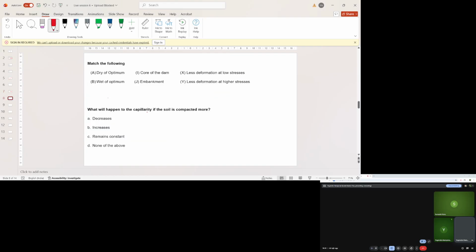Coming to the next question: match the following. Dry of optimum, wet of optimum. Those are the two initial conditions. So where dry of optimum is used, where wet of optimum is used, and what are its characteristics to stresses. How will you analyze this?